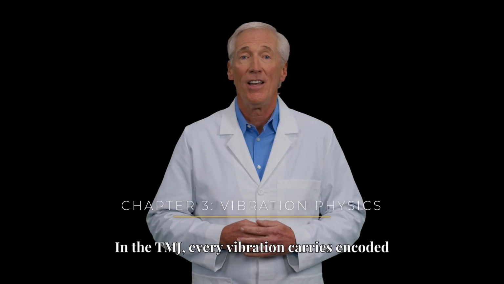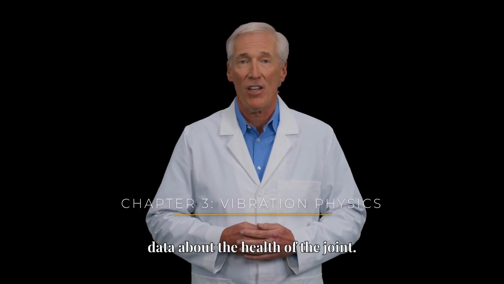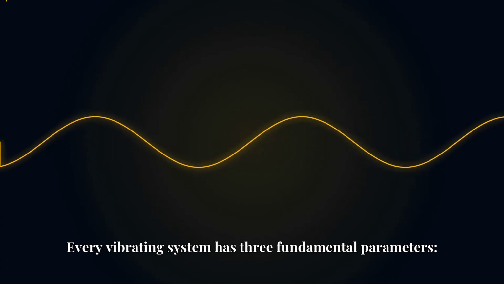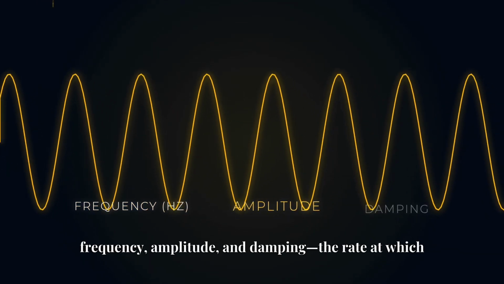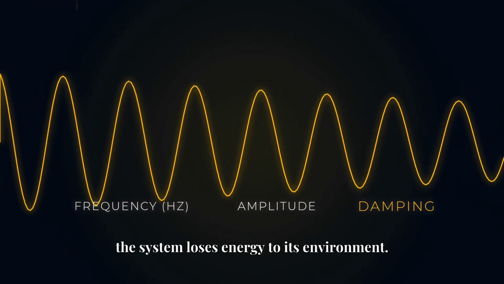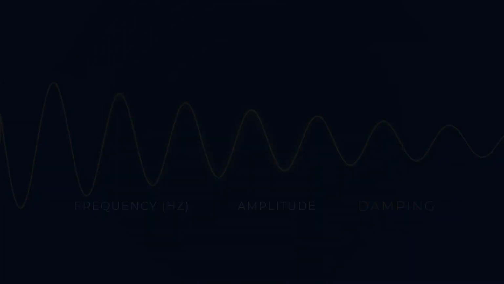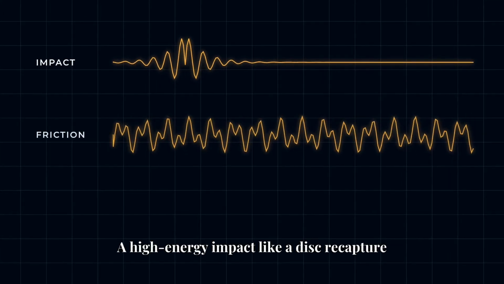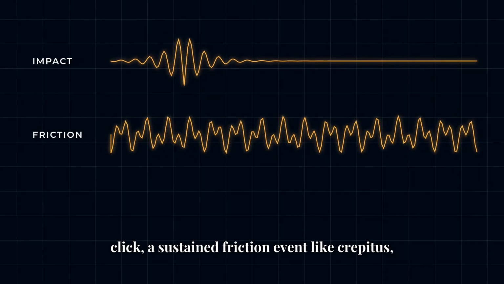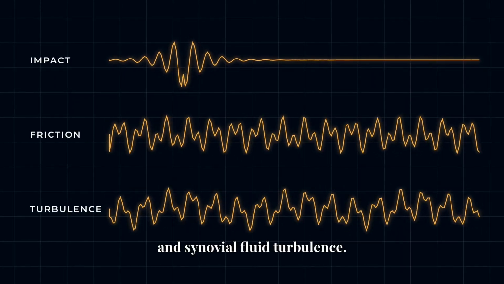In the TMJ, every vibration carries encoded data about the health of the joint. Every vibrating system has 3 fundamental parameters: frequency, amplitude, and damping, the rate at which the system loses energy to its environment. 3 mechanisms produce TMJ vibration: a high-energy impact like a disc recapture click, a sustained friction event like crepitus, and synovial fluid turbulence.